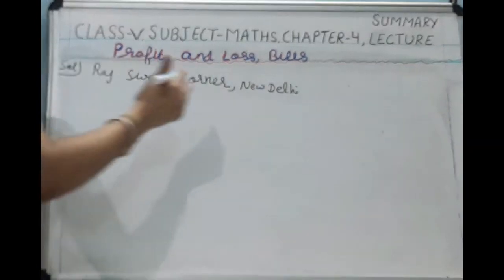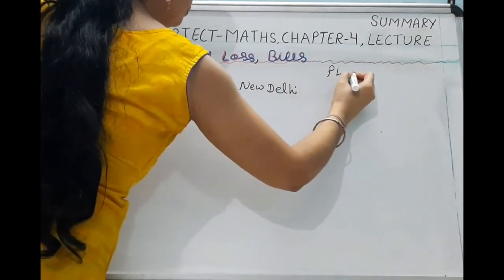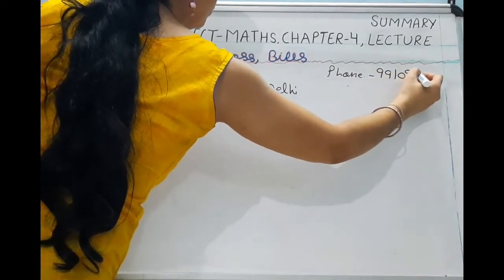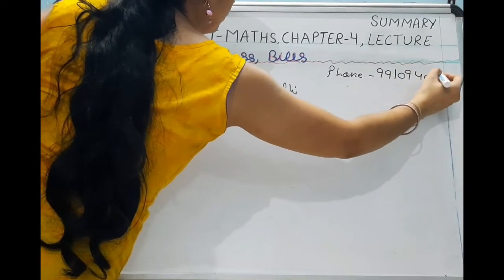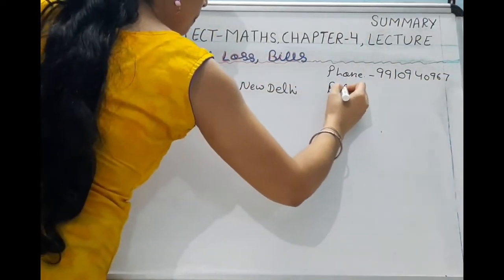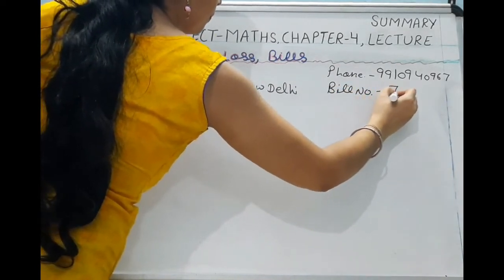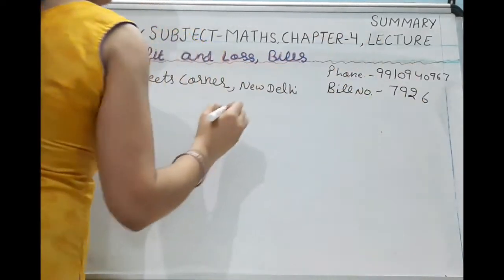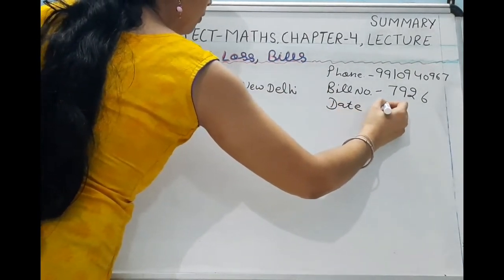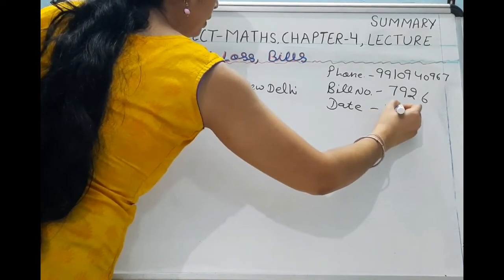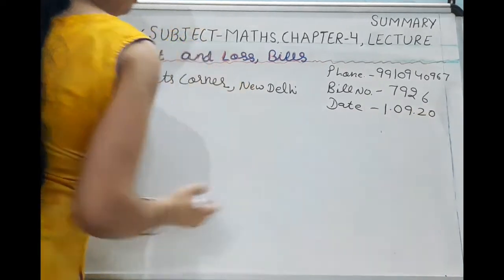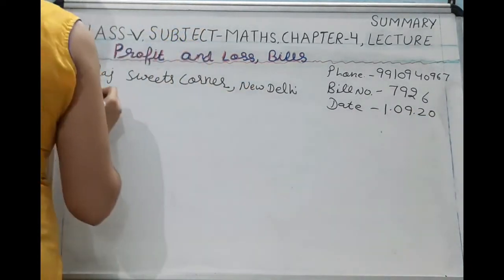Okay. Then phone number. Okay. Bill number. Date. If date is mentioned, then you will write down that same date. If not mentioned, then write down yourself any date. Like 1st September 2020, is it?